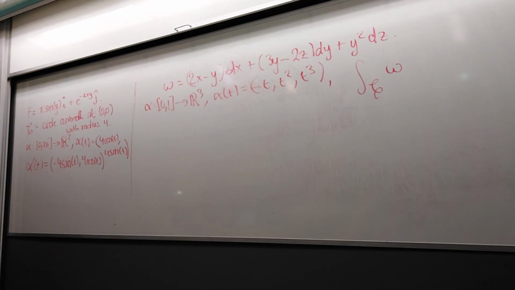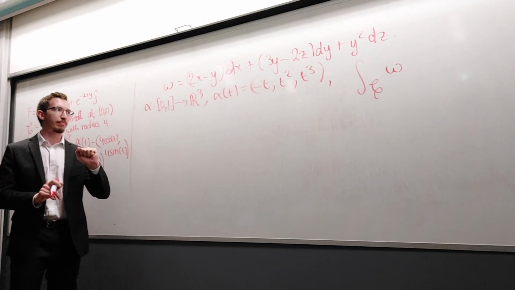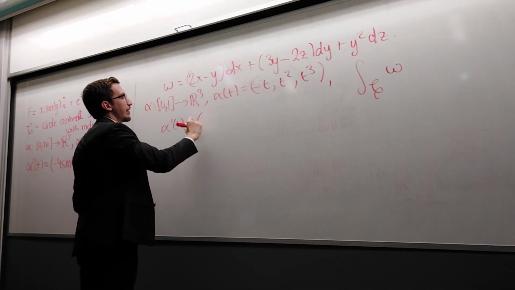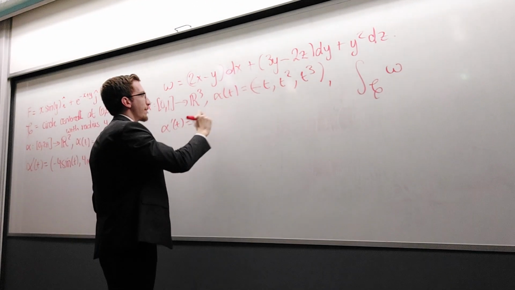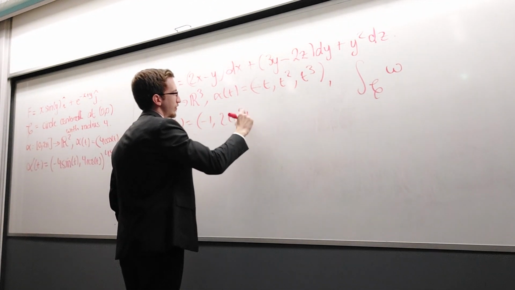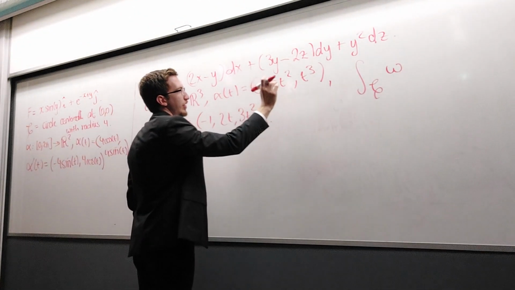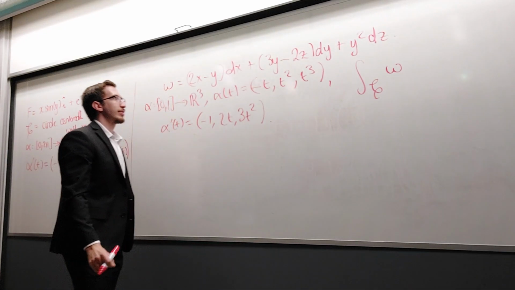What do I do first every time? Just take the derivative. I don't like thinking, so every time it's going to be the same. So alpha prime of t. What do we get? Minus 1, 2t, 3t squared. Okay, x is now minus t, y is t squared, z is t cubed.